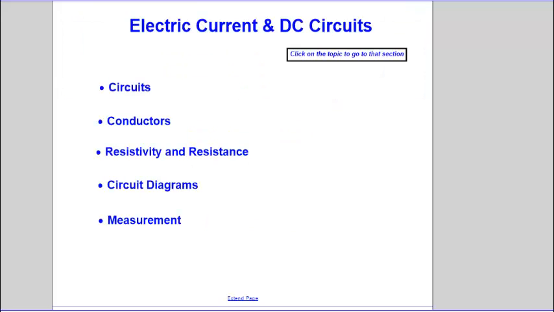So we're going to break this into 5 different topics: circuits, conductors, resistivity and resistance, circuit diagrams, and then devices that you would use to measure electricity. And we'll talk about all these in detail.